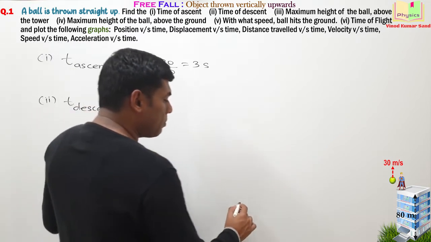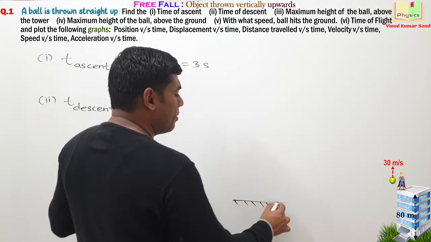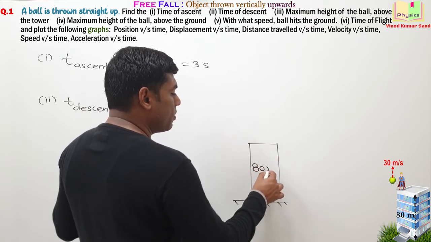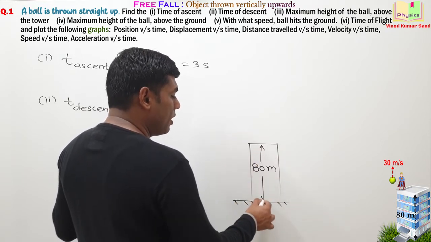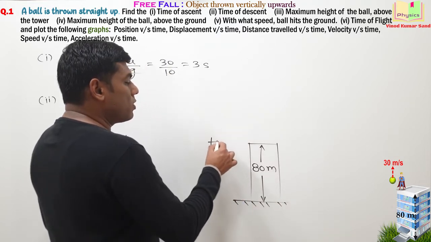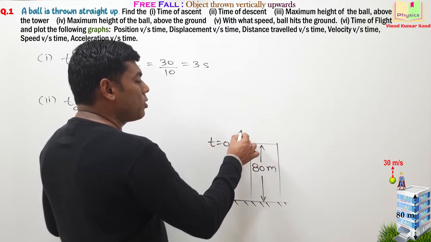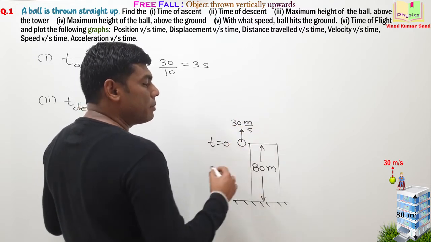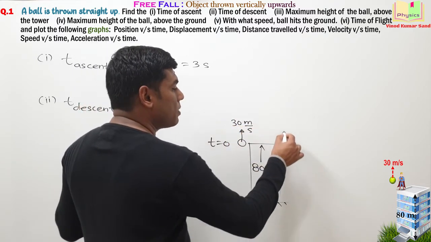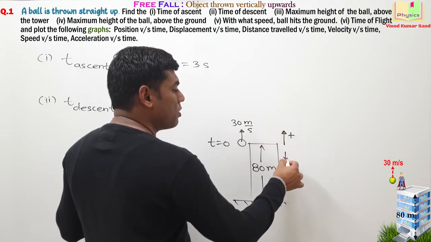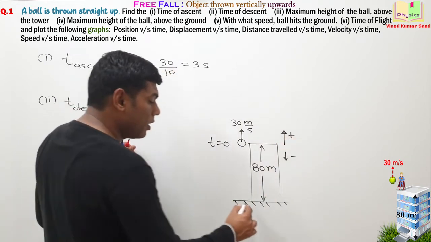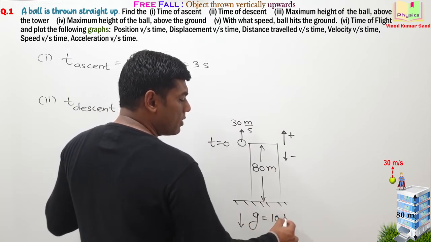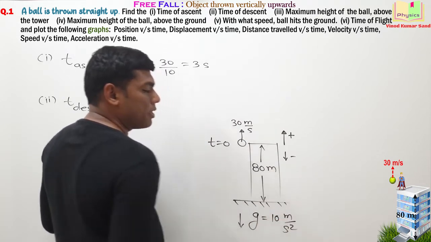For calculation purpose, let's draw the diagram. Suppose this is the tower of height 80 meter as given in the diagram. t equal to 0 is the moment when we project the ball up. Its speed is given as 30 meter per second. For calculation purpose, upward direction we are taking as positive, downward we are taking as negative. Acceleration due to gravity in the downward direction has been taken as 10 meter per second square.